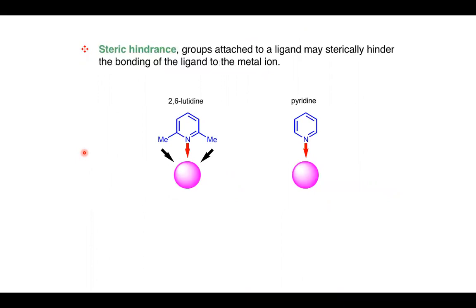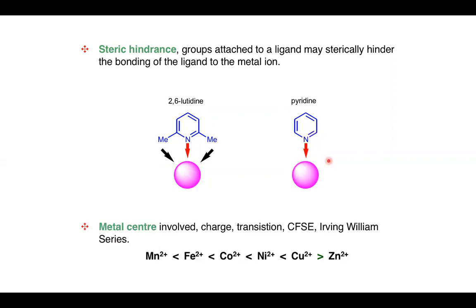Steric hindrance, of course: the ligand has to get near the metal. So if there are bulky substituents adjacent to, or at least near, the binding atom, in this case the nitrogen, then it's going to be harder for 2,6-lutidine to get to the metal center than it would be for pyridine here, which does not have the methyl groups at the 2 and the 6 position. Then of course there's also the metal involved, so that has a number of potential variables. There's the charge of the metal, there's the transition of the metal, there's the crystal field stabilization energy, and then there's its position in the Irving-Williams series.